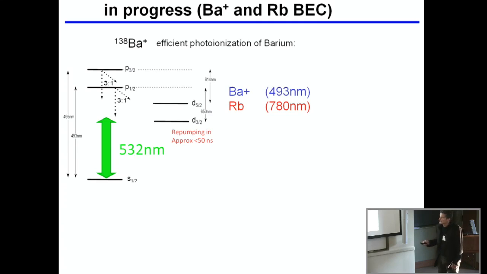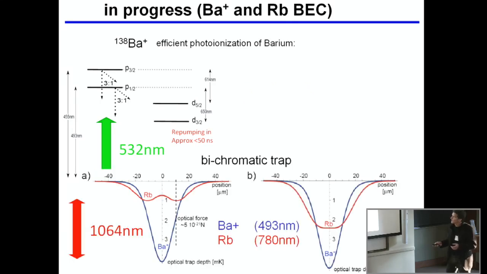What does this mean? If you're thinking about the trapping potentials, the trapping potential for the atom will be deeper than for the ion. If you want to go for evaporative cooling, for example, this is a real handicap because you lower your potential, you evaporatively cool your atoms, with the one single ion you evaporatively got rid of, and you're stuck with the rest of the atoms. So you need a way to get a deeper trap for the barium than for the rubidium. And this is what you want to do in a bichromatic trap.